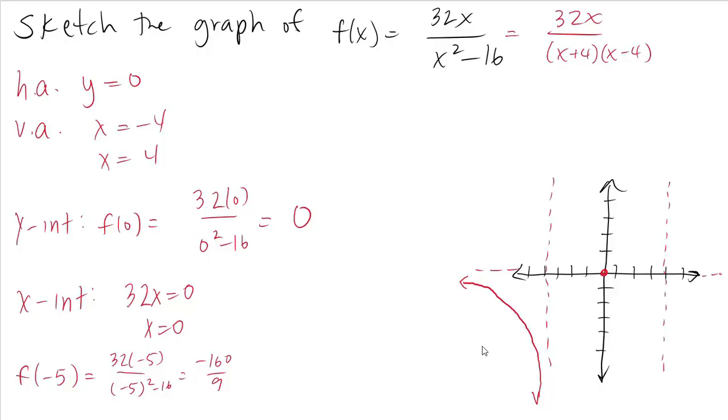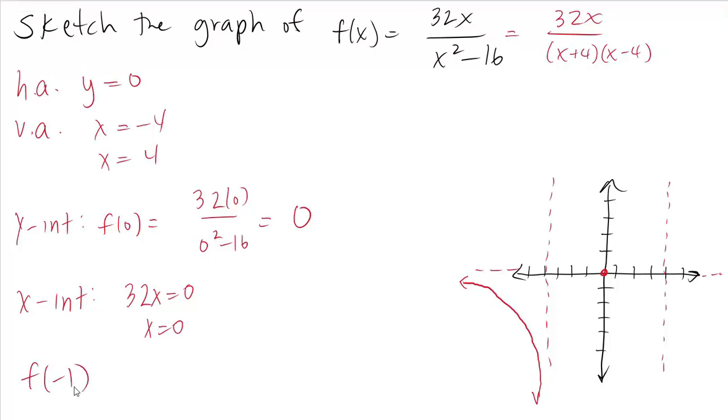Notice that what I did here is equivalent to just making a sign chart. I didn't actually plot this point, I just figured out that the function was negative at that point and then drew that piece of the graph accordingly. I'm going to have to do this a few more times because I also don't know what's going on, say, between negative 4 and 0, so I might plug in negative 1.